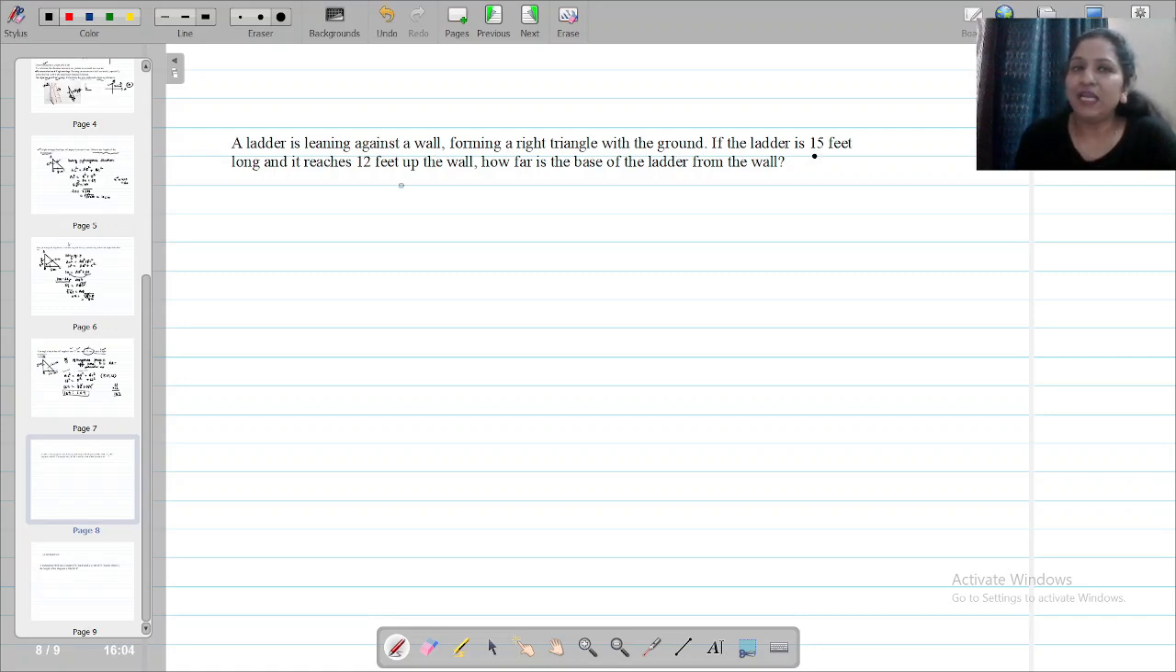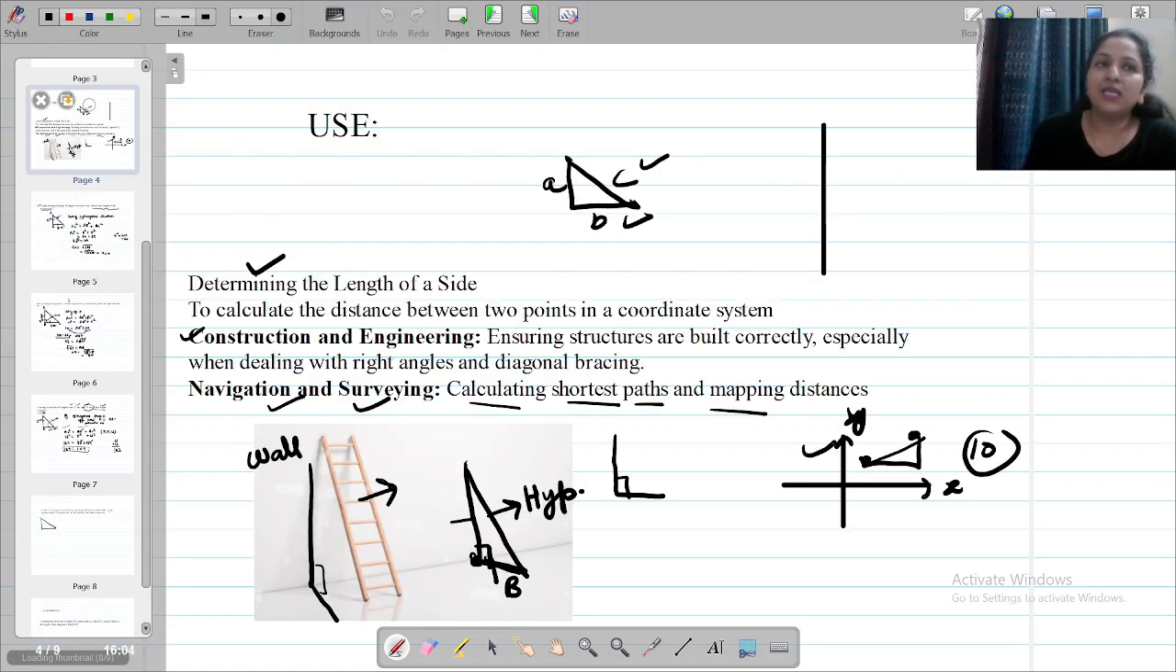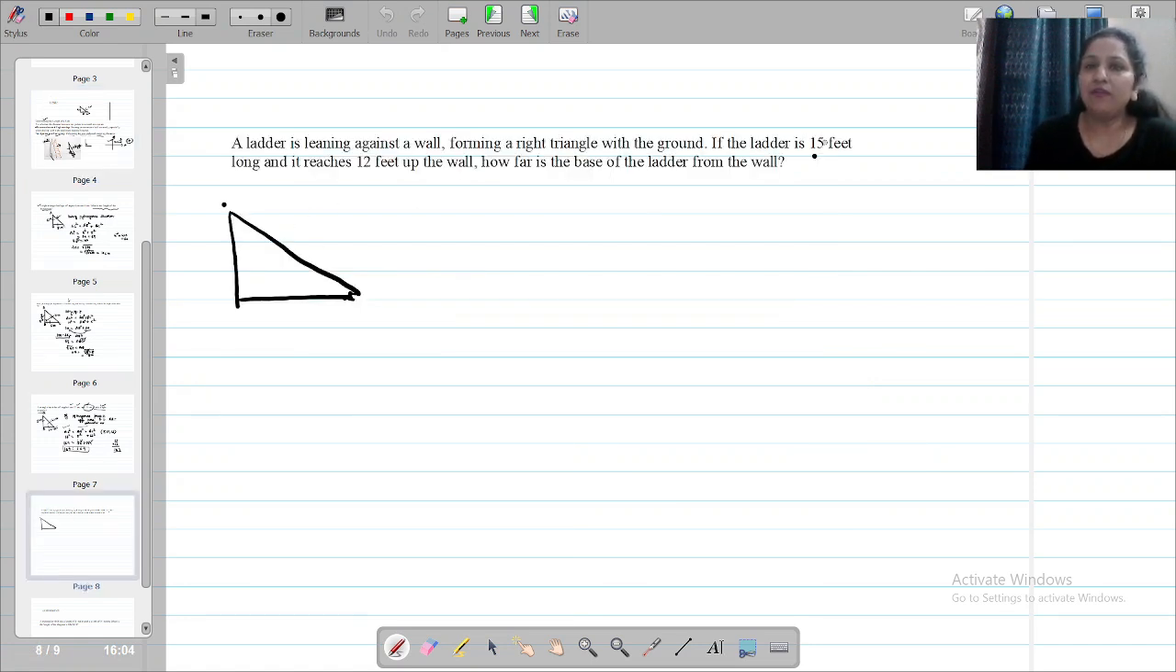If the ladder is 15 feet long, so have a look. This is the wall. This is the ground. My ladder is lying something like this. I hope you can easily relate. We can see how the ladder is leaned against the wall. And I told you already, what is the ladder here? Have a look. The ladder is always the hypotenuse, the longest side. So the ladder is given here as 15, so we can make out the hypotenuse is given to us as 15 feet. Now it reaches 12 feet up the wall. What is the wall here? The wall is AB.